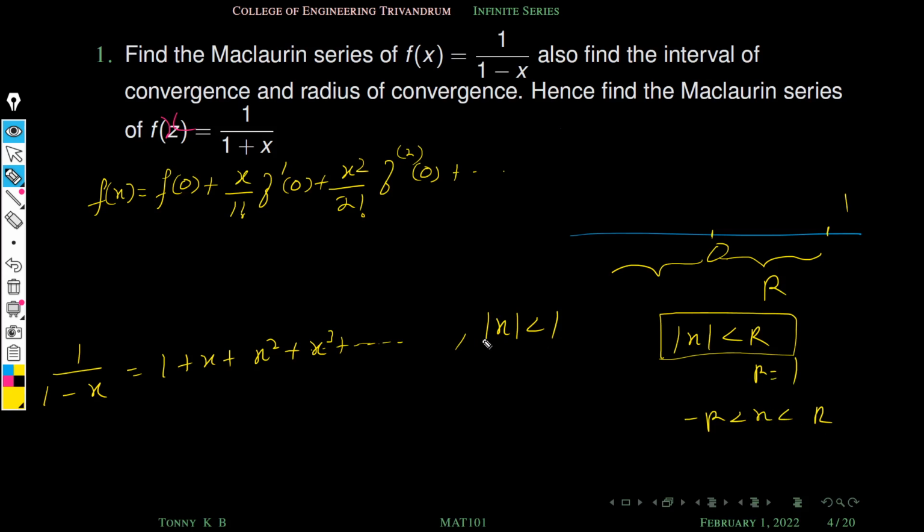That means in this interval, this equation is valid. This expression is valid. Okay, what is the radius of convergence? That maximum r is called the radius of convergence. So in this problem, the radius of convergence r equal to 1.